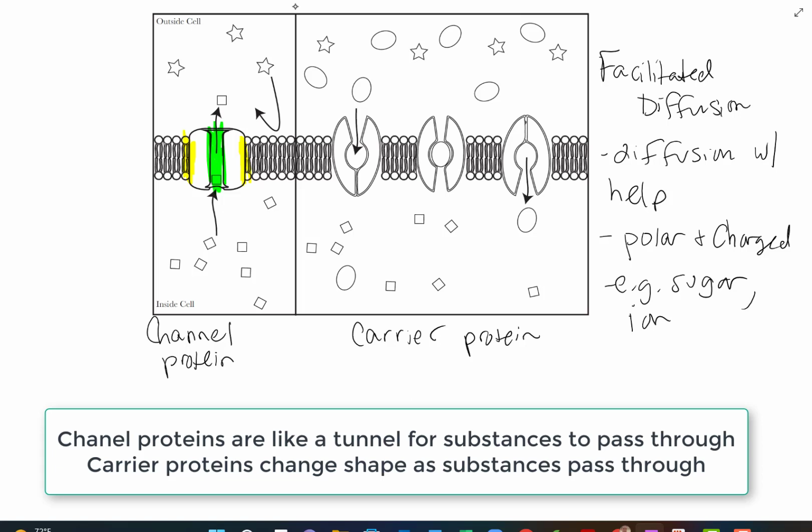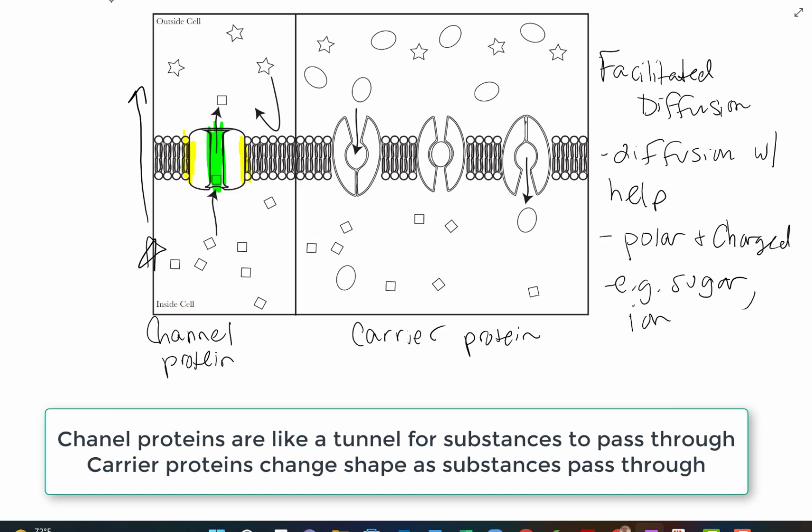So if you look in our first picture, our channel protein, it's like a little tunnel that goes through the plasma membrane. You can see the little boxes. Let's imagine that that is our charged molecule that we're trying to get through. And you can see that they are moving from an area of high concentration on this side to an area of low concentration on the other side. Okay. The little star type molecules, they're not able to pass through because this channel protein is specific for this particular square shaped molecule.